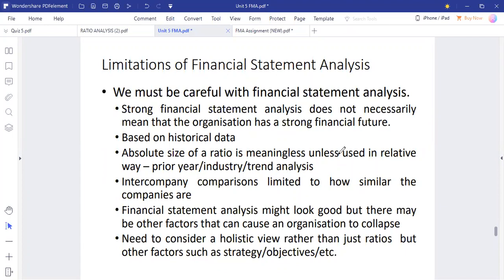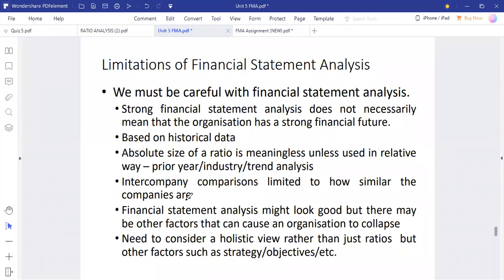Then we also have intercompany comparisons, which are limited to how similar companies are. So these are the limitations for the intercompany. It limits you to how similar companies are. So you can only compare to a particular company within the same field.